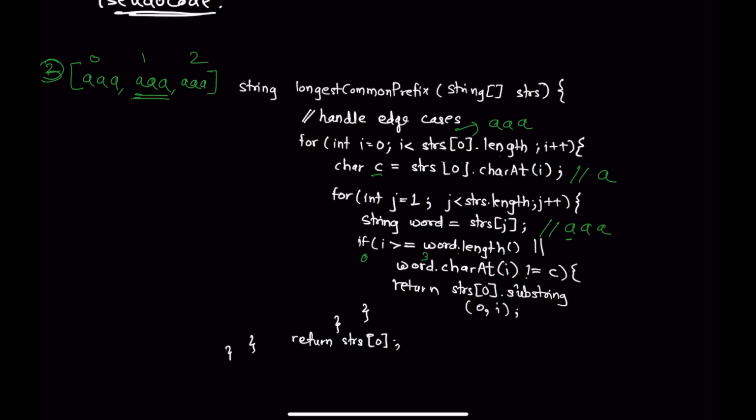Is A not equal to A? So this condition does not satisfy. So we move on to the next character. Next word now. What is the next word now? At index 2, J is incremented.